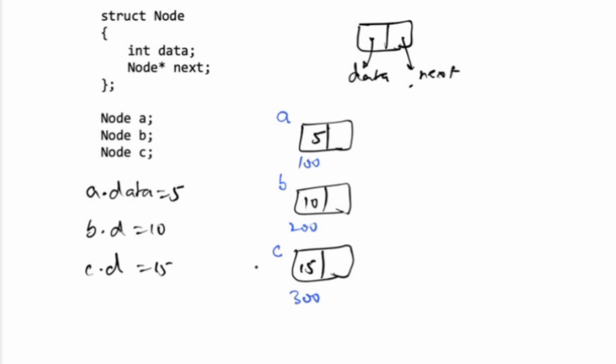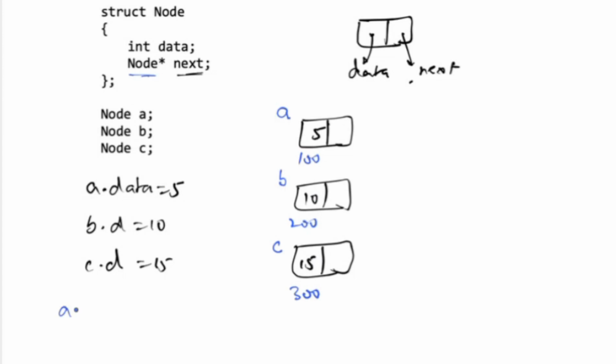Does it make sense? Yes, sir. Okay. Now a dot next can hold an address of a node. Can I say a dot next is equal to address of B? Will it be valid or not? Yeah, it can be valid, sir. Right? Because address of B is an address of a node, and next is a node pointer. It means that it can store a node address.